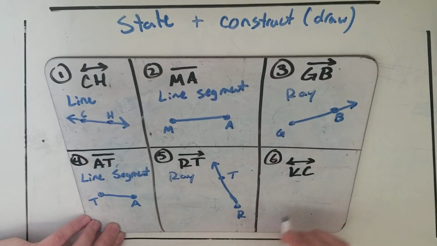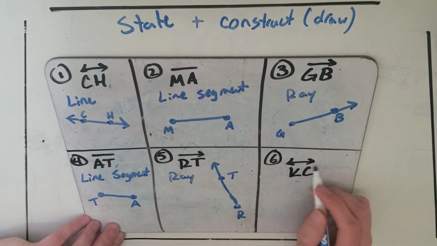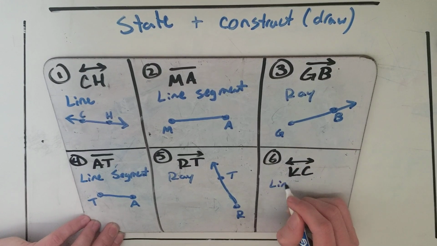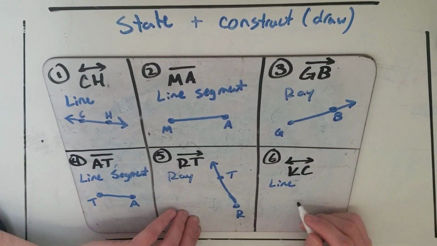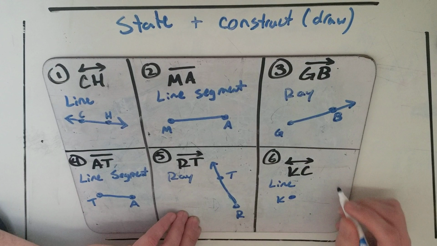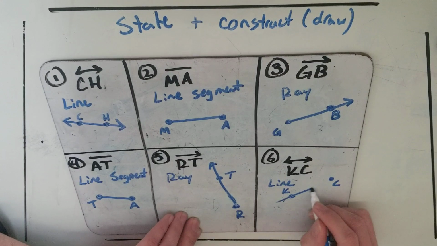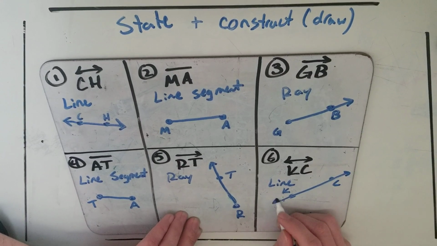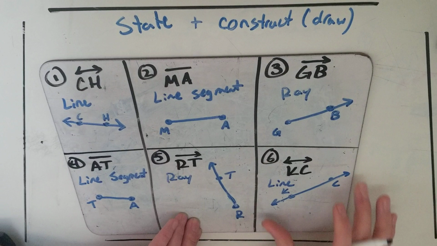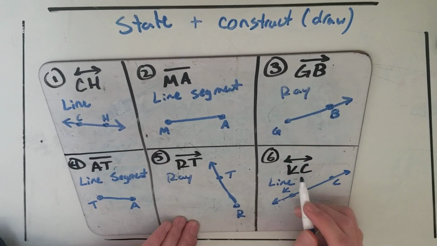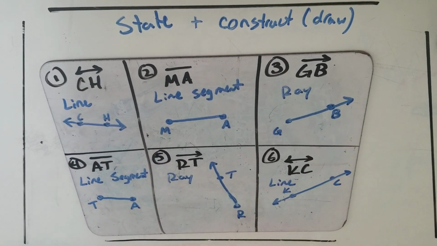And now number 6, last but not least, we have a line, and it's line KC. So let's say this is point K, this is point C. For line KC, we're going straight through both of those and have arrows on both ends because we go on infinitely in both directions. And that's all we have.